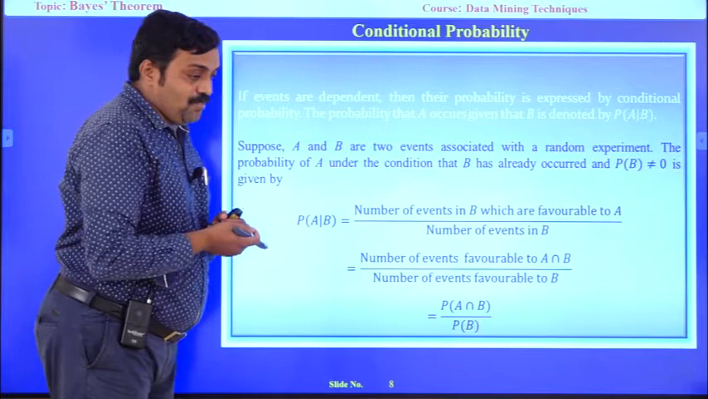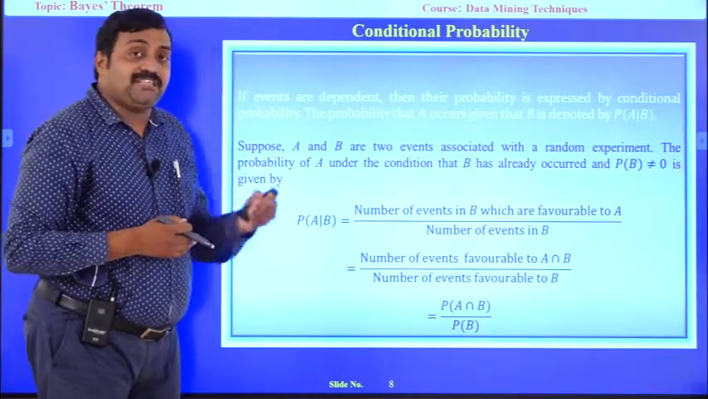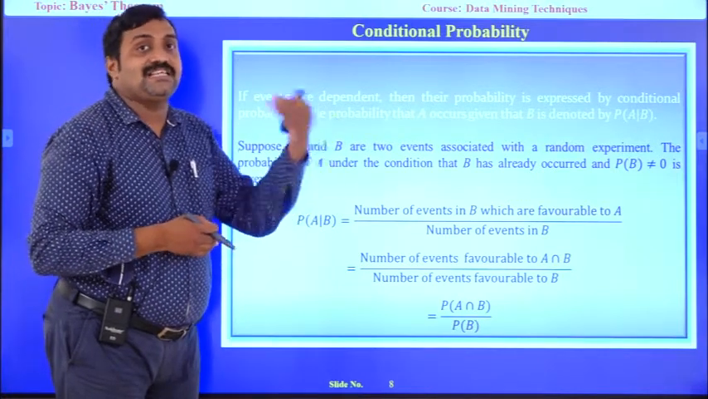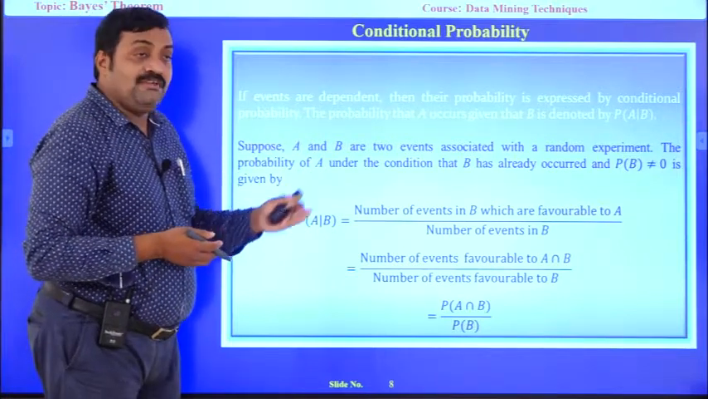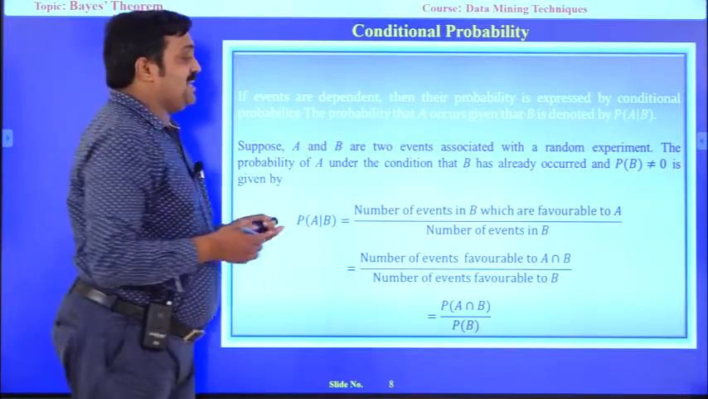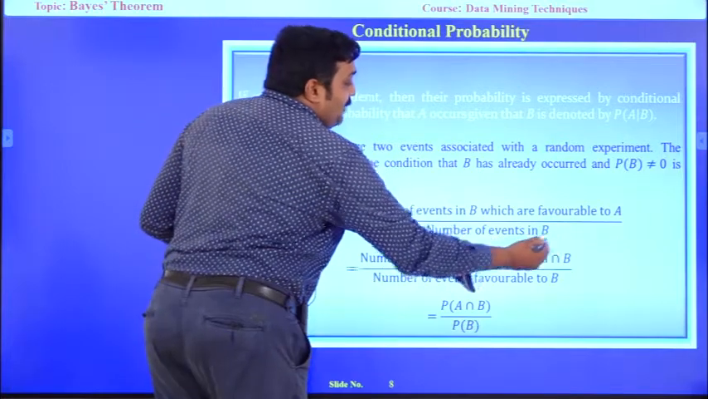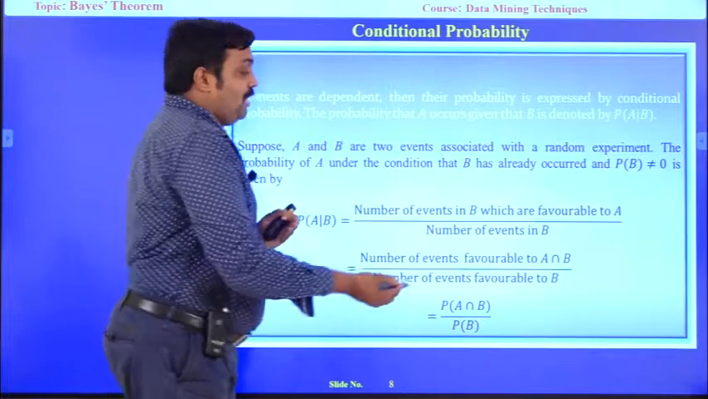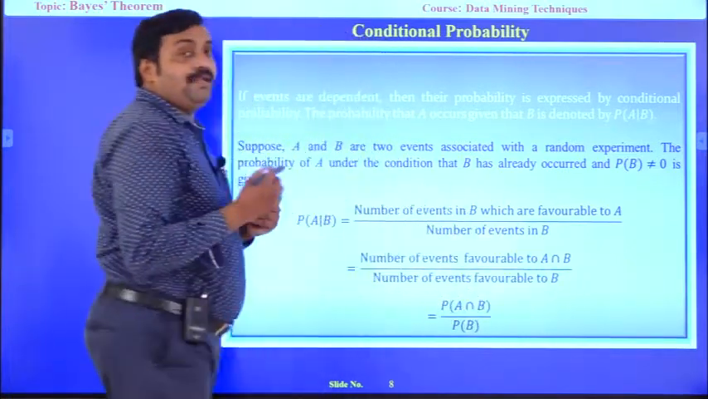Another is conditional probability. Conditional probability means we are giving some condition for the class. Based on that value, we are able to predict what class it is. So when I am taking two events and giving some experiment, there is a chance of occurrence of A based on B, the number of events favorable over the overall B.